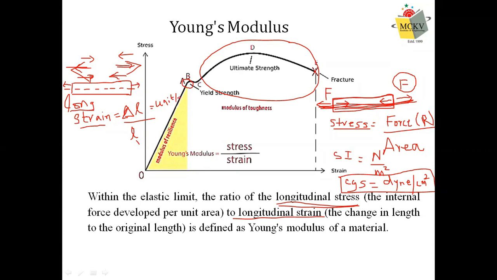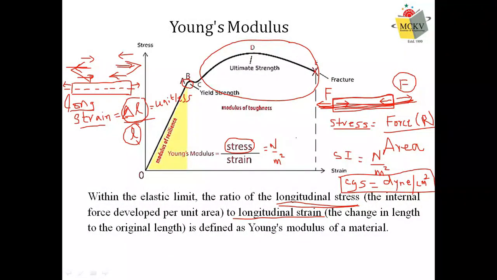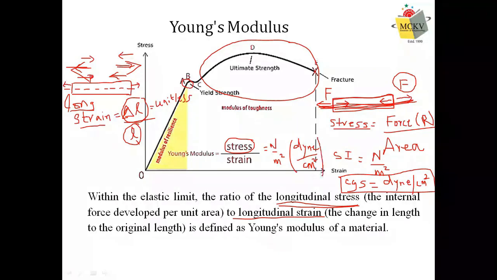Strain is unitless. It doesn't have a unit, because this is in length, so it has units of length, and this also has units of length. So strain is unitless. So basically Young's modulus has the unit of stress because strain is unitless. So this will have a unit of Newton per meter square, and Young's modulus will also have a unit of Newton per meter square or dyne per centimeter square. This is the unit of Young's modulus.